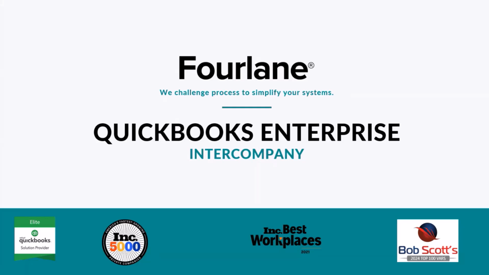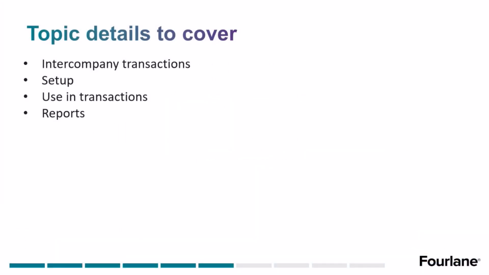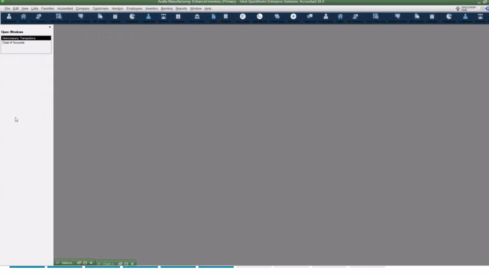We are going to discuss intercompany transactions. With the intercompany transactions today, we're going to go over setting up, using in transactions, and reporting. So here I will have two QuickBooks files open. I have one that's called Anafia Manufacturing. This is our main file, or you may have it considered the corporate file. This will be the one that distributes and makes payments and then makes the entries into the destination files for the sub-companies.